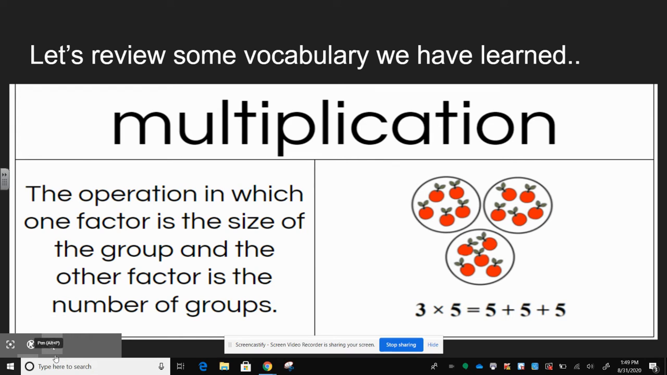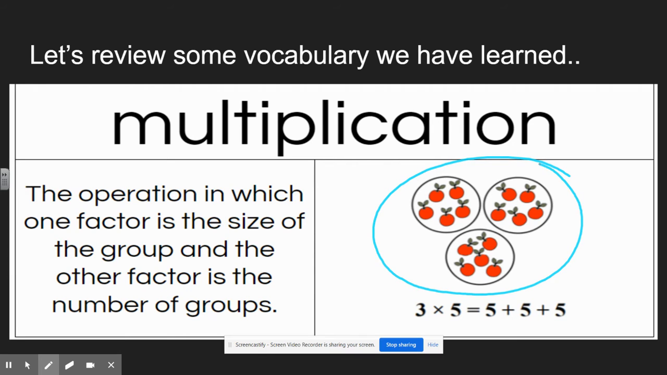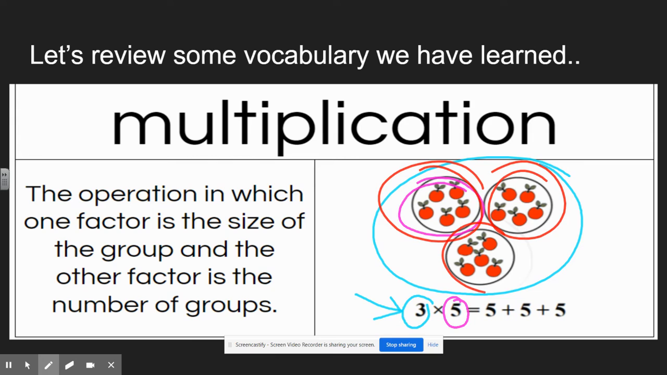Here we go. So if I can show you here, there are 3 groups in all. Where do we see that in the number sentence? Right here. There's 3. And we can see in each group, let me change the color here, there are 5 apples. We have 5 right here. We know that 3 times 5 equals, take a look, 5 plus 5 plus 5. 3 times 5 is the exact same as 5 plus 5 plus 5. Multiplication is really just repeated addition.